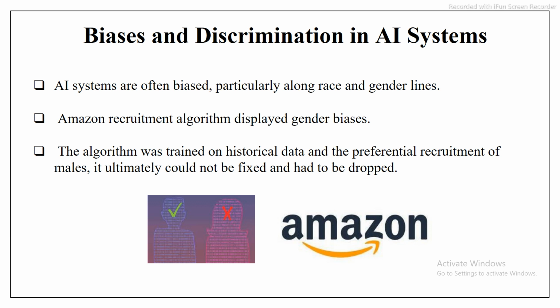If you look at Amazon's earlier training algorithm, it used to be biased. It used to select more male candidates rather than female candidates. The algorithm was trained on historical data that preferentially favored the recruitment of males. It ultimately could not be fixed and had to be dropped, because Amazon had trained the AI system earlier and used it to select people. The AI system used to select more male candidates than female, so it was discriminatory and biased toward females.